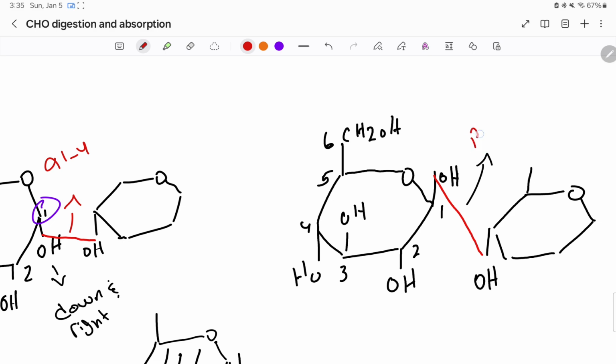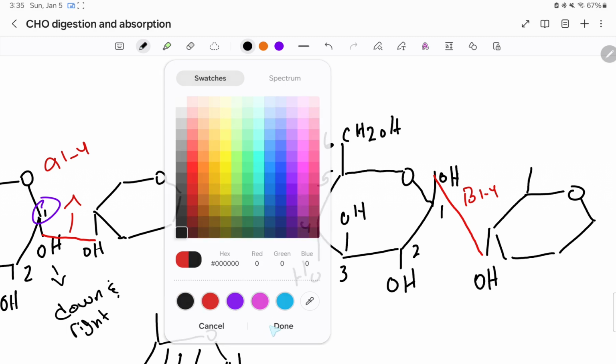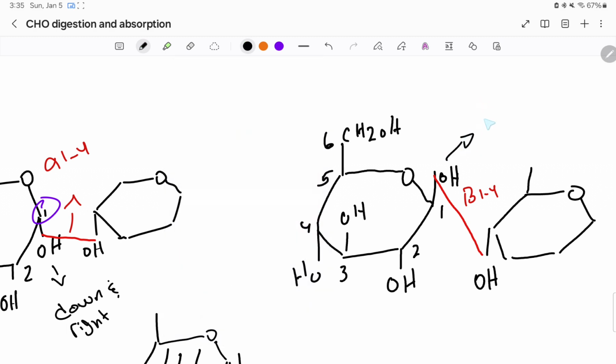Beta 1,4 glycosidic bond. And the reason for it is that, actually, let me move this up. So this is a beta 1,4 bond, and the reason is because the hydroxyl group on the anomeric carbon is pointing up. And again, you might sometimes see it written as left. Okay, so up and left.